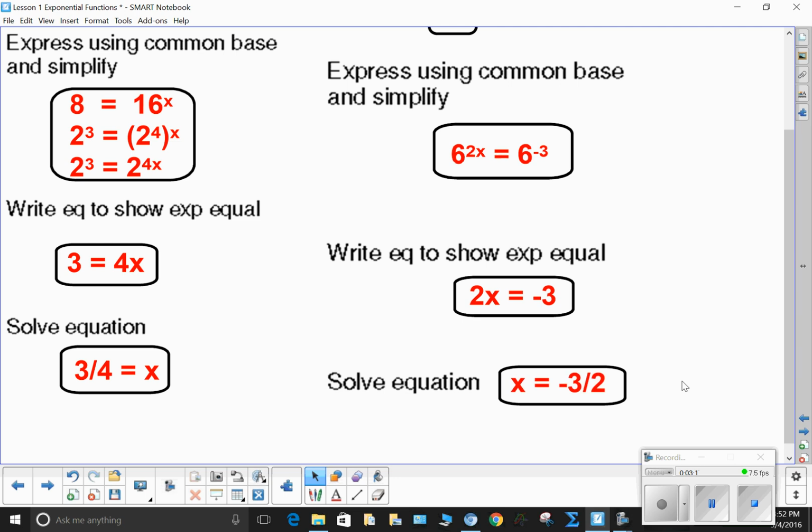I can hear some of you asking, well, what if there's not a common base? What if there's not a common base, we're going to use logarithms. But we haven't learned logarithms yet, so don't worry about it until next time. Right now, everything that I give you when we're solving problems with exponential equations like this, we will be using a common base.